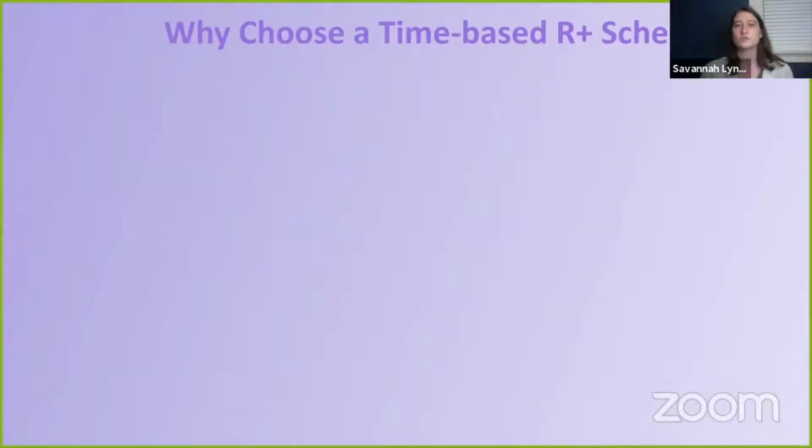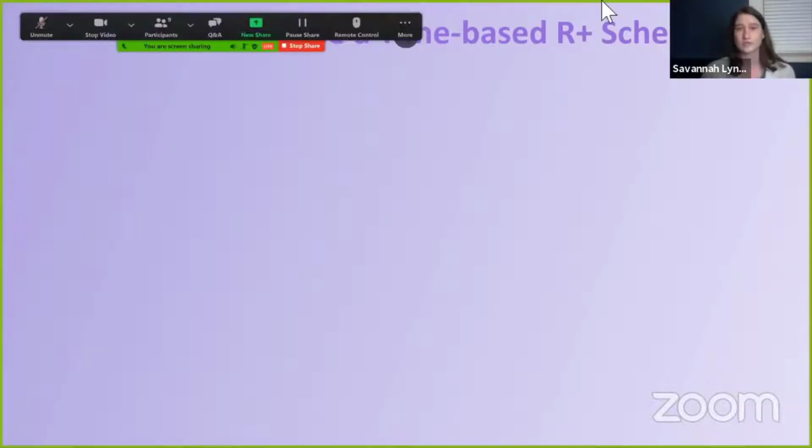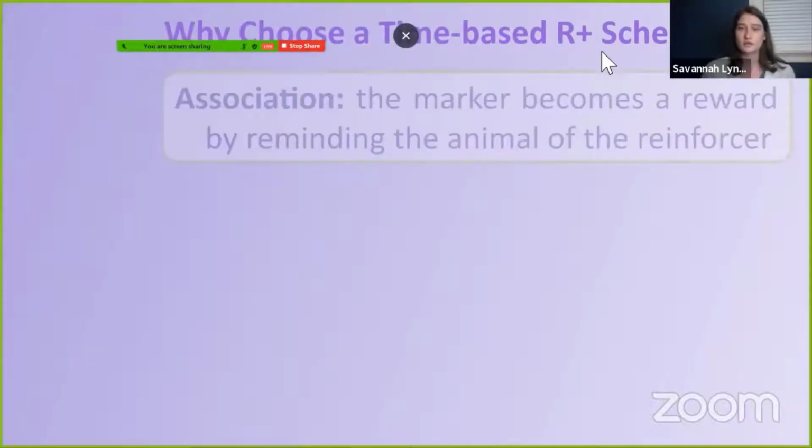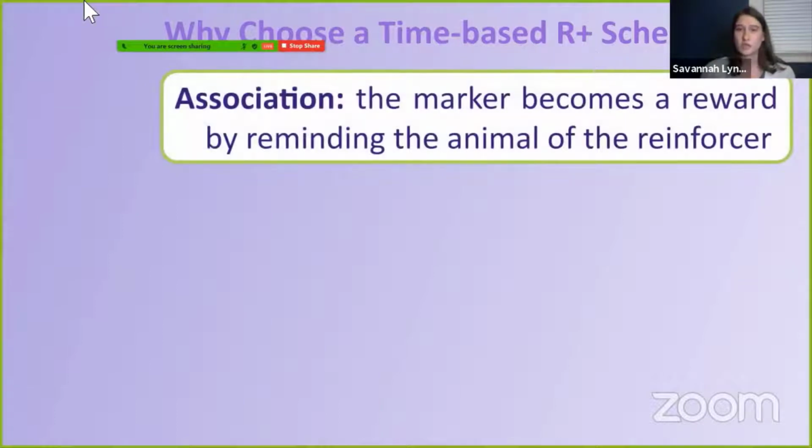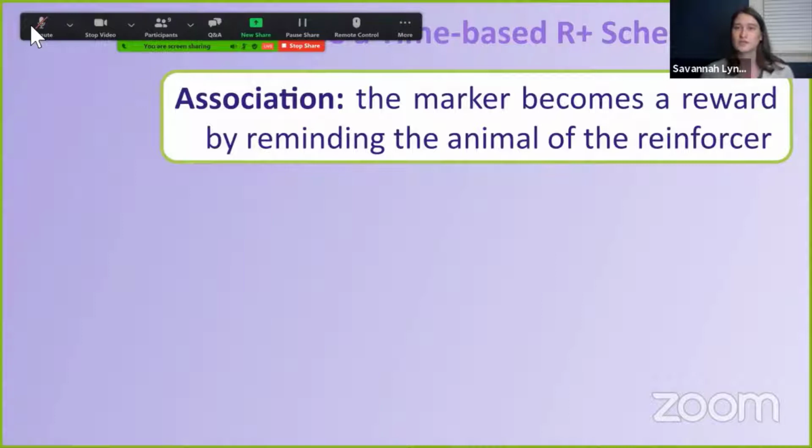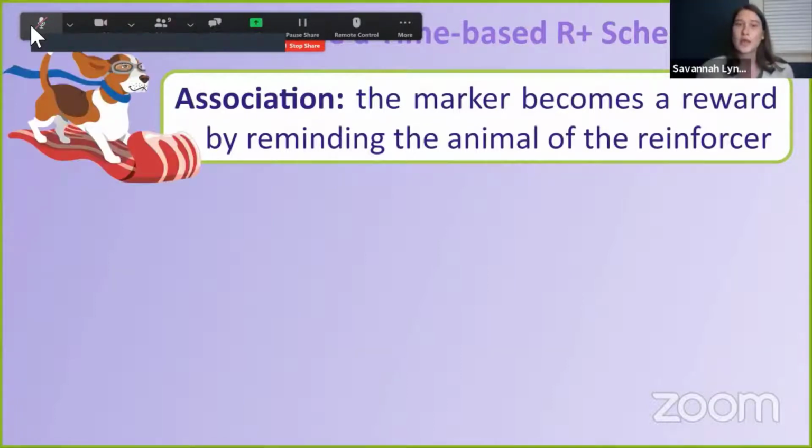So why are we choosing a time-based R positive schedule? Well, there are 3 reasons. The first reason is going to be the association. This is extraordinarily important. Association itself is the marker and the reinforcer being linked together by the animal. So the marker itself becomes a reward when the animal makes the association to it, because when it hears the noise, it internalizes it as something good.